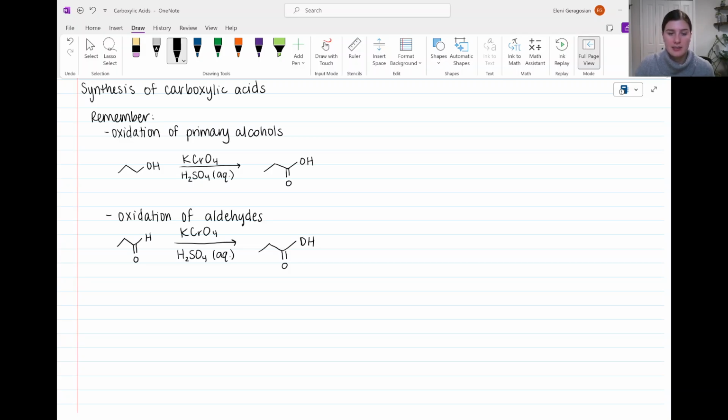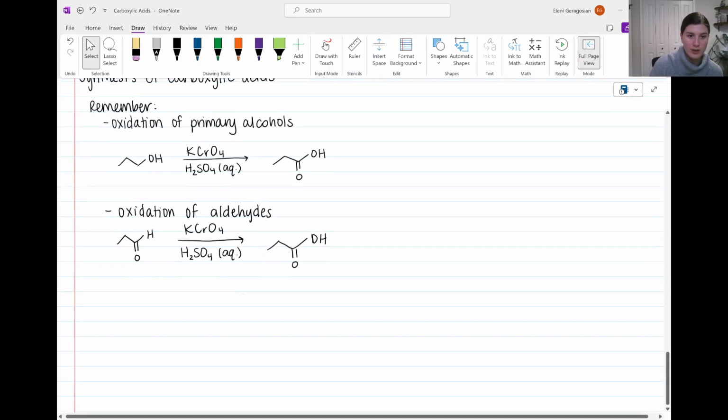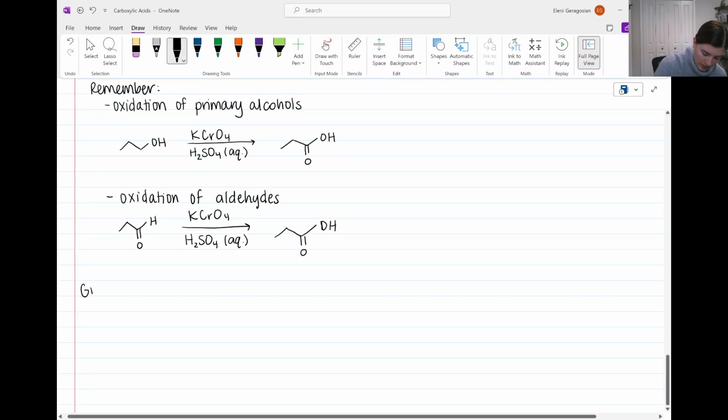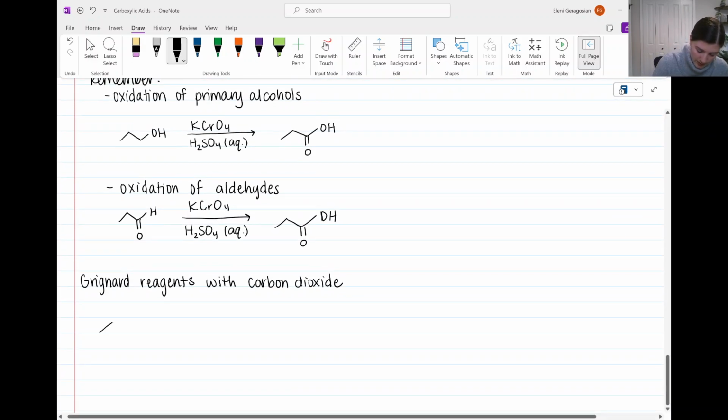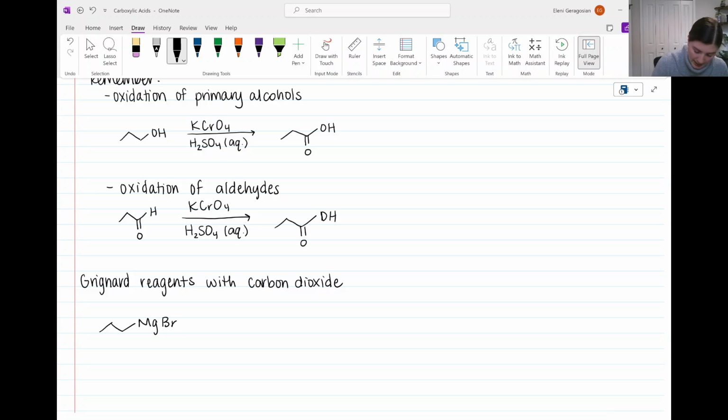Now, another way to synthesize carboxylic acids is through using Grignard reagents. When Grignard reagents are in the presence of carbon dioxide, they'll react to form a carboxylic acid. So we'll show that mechanism here. So we have a propane chain, for example, bonded to magnesium bromide, and then carbon dioxide. So carbon double bonded to two oxygen atoms.